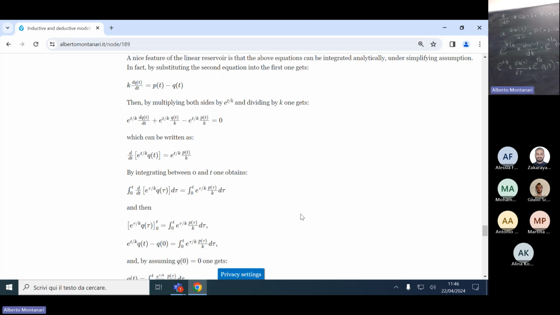Good. Now, this term here is equal to the derivative with respect to t of e to the power of t over k times Q. Let me see if I did everything. Yes. And of course, the right-hand side is the same.